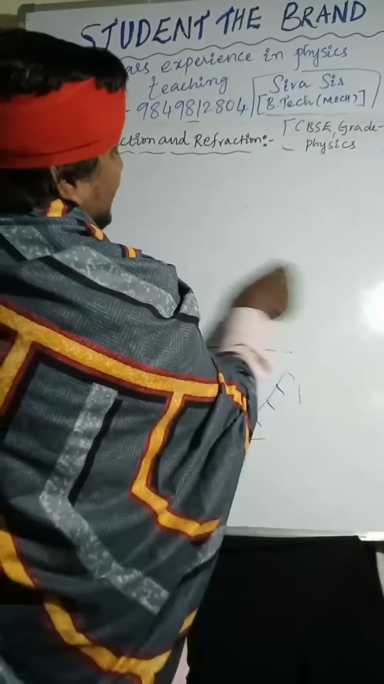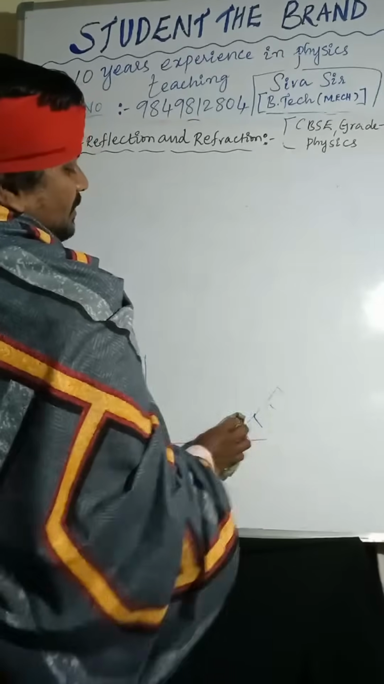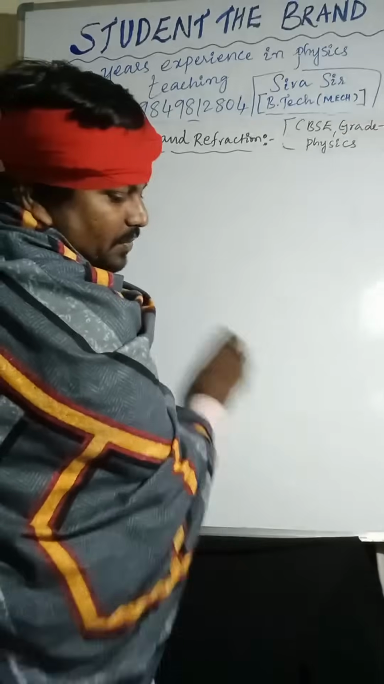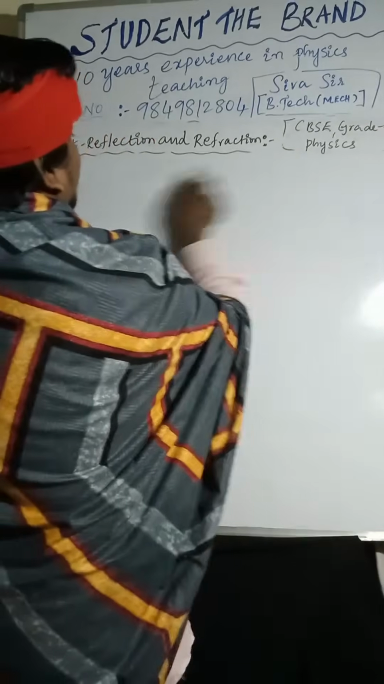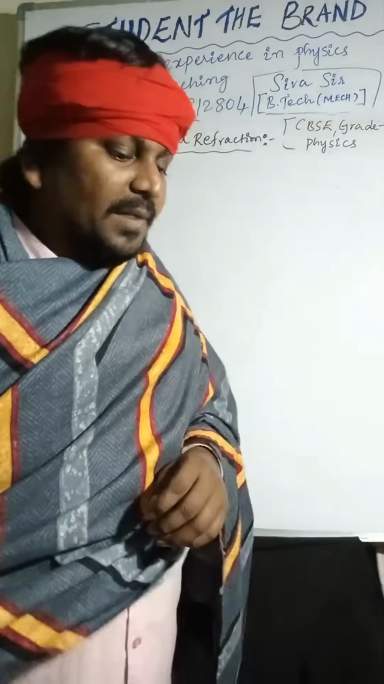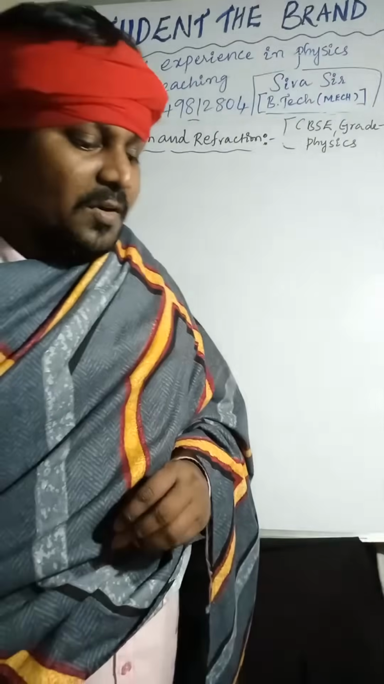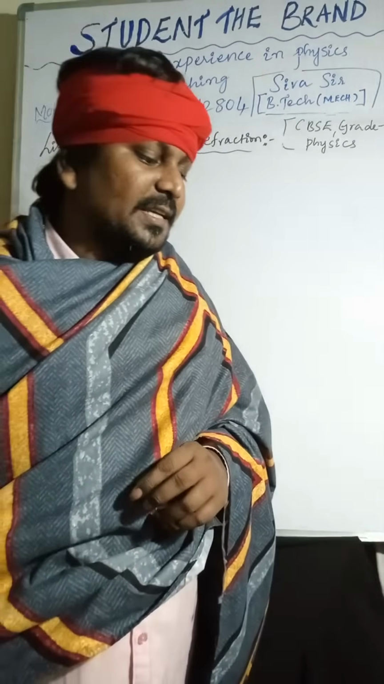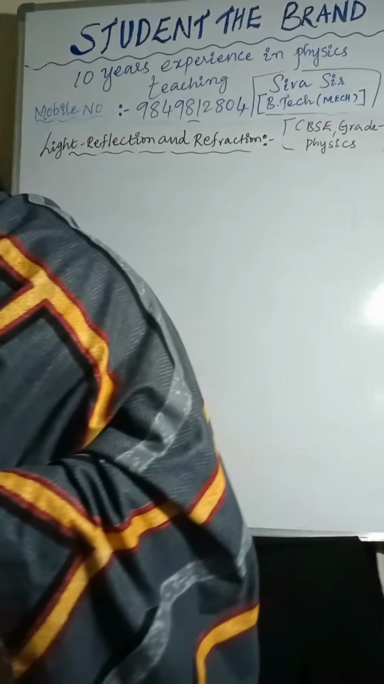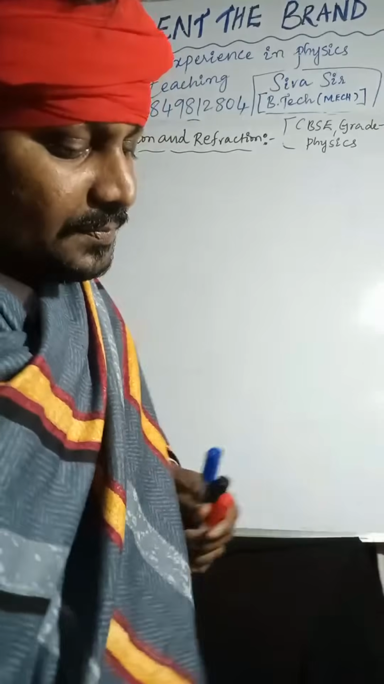And what is the radius of curvature? First, we will recall the previous topic. Reflection is nothing but the bouncing back of light from the reflecting surface. The bouncing back of the light from the reflecting surface is called reflection of light.